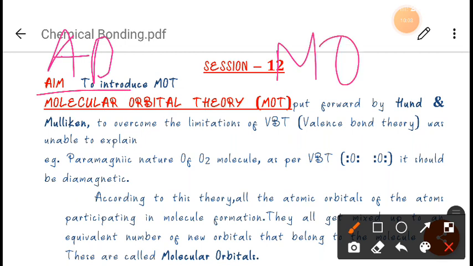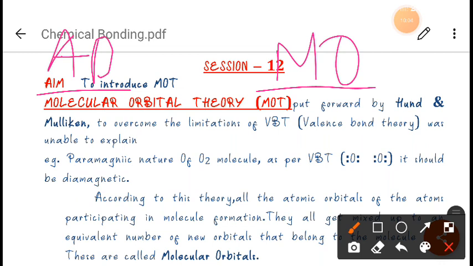When we talk about the atomic orbital, the electron cloud is associated with the nucleus of a single atom, and it is called monocentric, right? But in the case of a molecular orbital, the electron cloud is associated with the molecule as a whole and is spread over the whole nuclear system of the combining atoms, and it is polycentric, right?